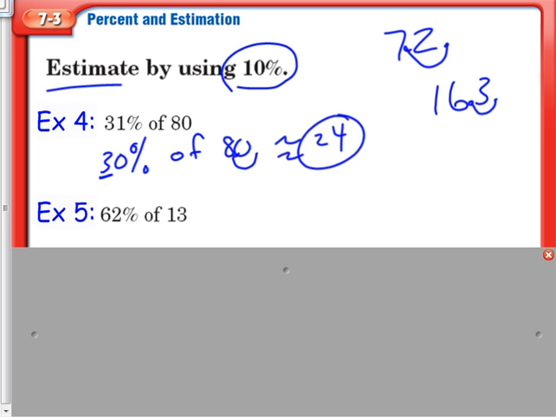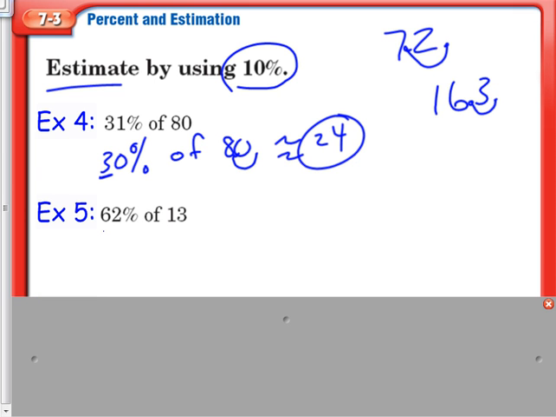Okay? Next example, 62%. So again, we're going to say 60% of, and we can make this 15, a little bit closer than saying 10. So again, 10% of 15 is 1.5. Or again, to find 10% of a number, you just move the decimal one spot to the left. And then we got to multiply by 6. So you can either do 6 times 1.5, or if you think of 1.5 as $1.50, 2 of those would be $3, 4 of those would be 6, and 6 of those would be $9. So we say 60% of 15 is about 9.